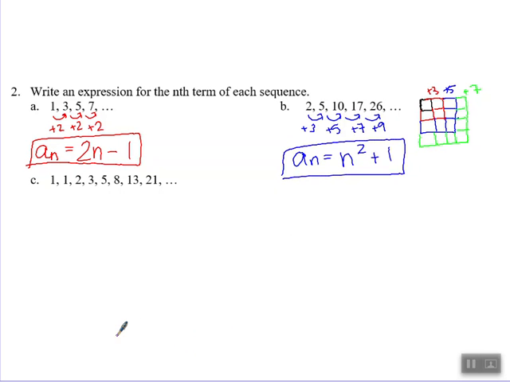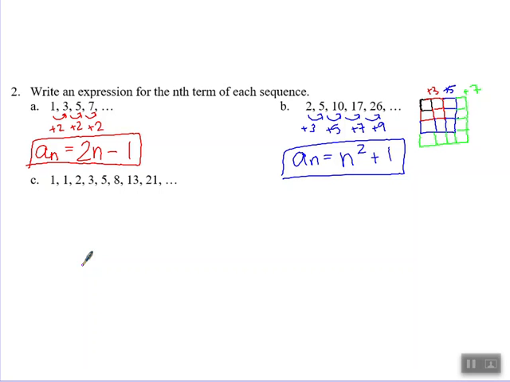Now, our third example here, we have 1, 1, 2, 3, 5, 8, 13, 21. This is a special type of sequence. This is actually called the Fibonacci sequence. To generate this sequence, you take the first two numbers, you add them together, that will give you the third number. Then you take the second and third numbers, add them together, that gives you the fourth number. Add the third and fourth numbers together, that gives you the fifth number. And you continue.